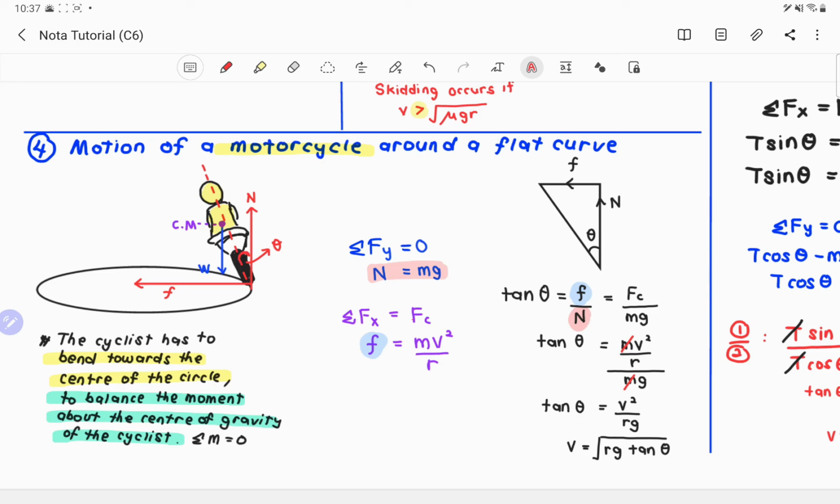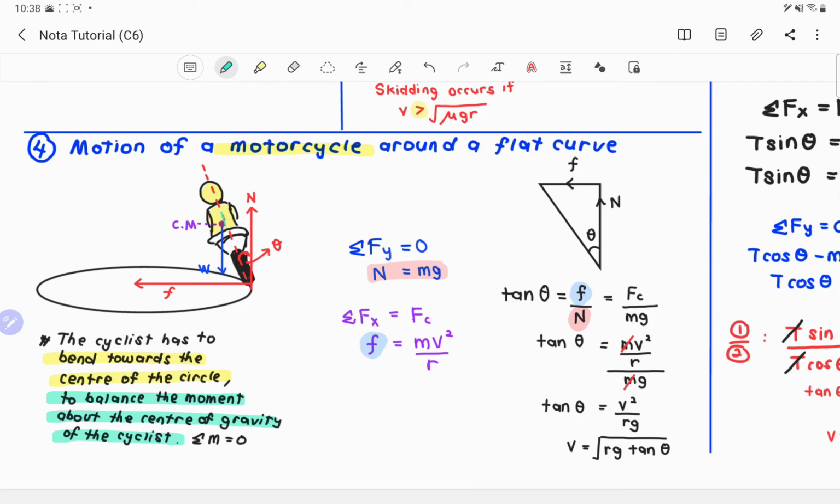Okay, in terms of the equation, the summation of Fy equals to 0 because there is no motion along y-axis. But then we have N minus W equals to 0, so N equals to mg. Then summation of Fx equals to Fc, in which along x kita ada friction force. Okay, so friction equals to mv squared over r.